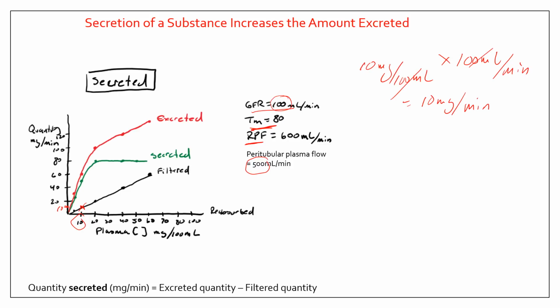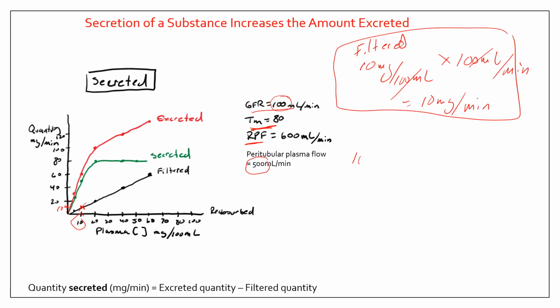So in order to do that, it's the same calculation for filtered, which I just did up here. All right, this is the filtered quantity. So this is what was filtered. So that's how much made it into the nephron directly. But now I want to know how much is in the peritubular capillaries.